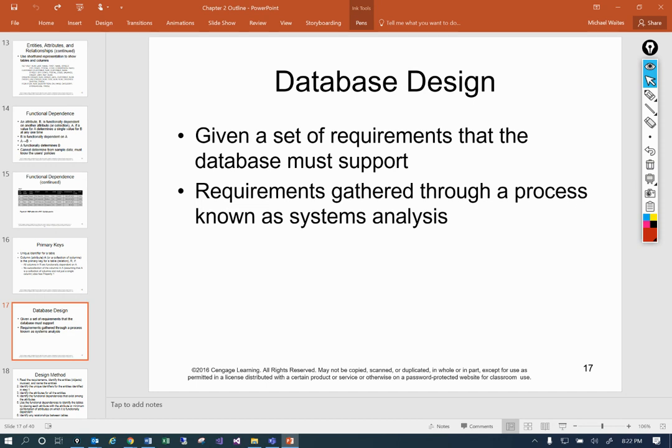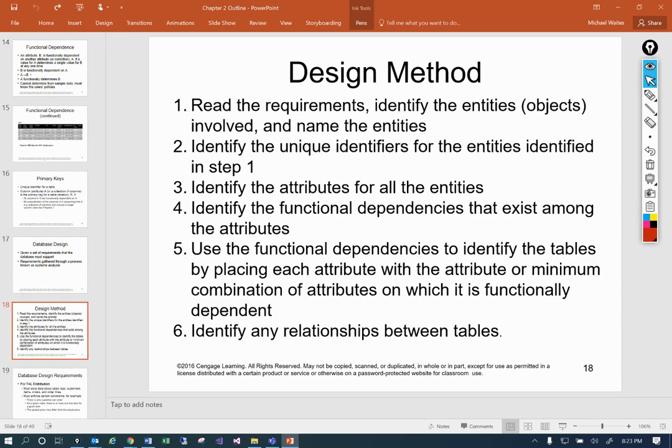So database design. When you're given a set of requirements that the database must support, and the requirements gathered through a process known as system analysis, sorry about that, you have the beginnings of a database design. And there are definitely different methods to do when going through a design method, but this is a really strong 6-step process that a lot of people use.